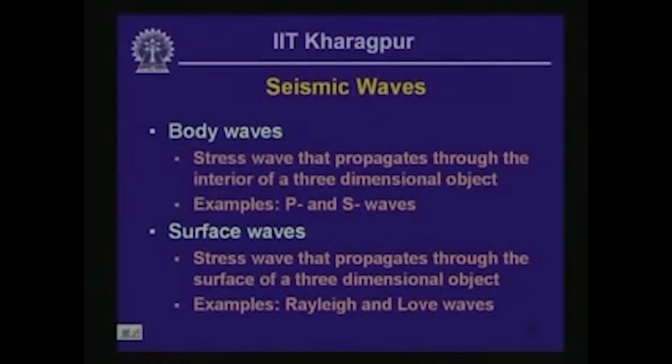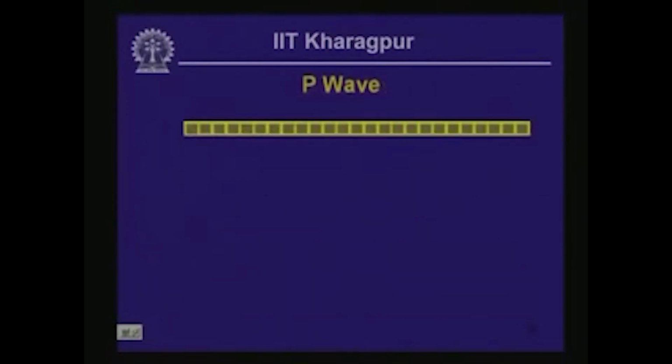So the waves could propagate as body waves, where stress waves propagate through the interior of a three-dimensional object. Examples are P waves and S waves. Or they could propagate as surface waves, where stress waves propagate through the surface of a three-dimensional object, examples being Rayleigh waves and Love waves.